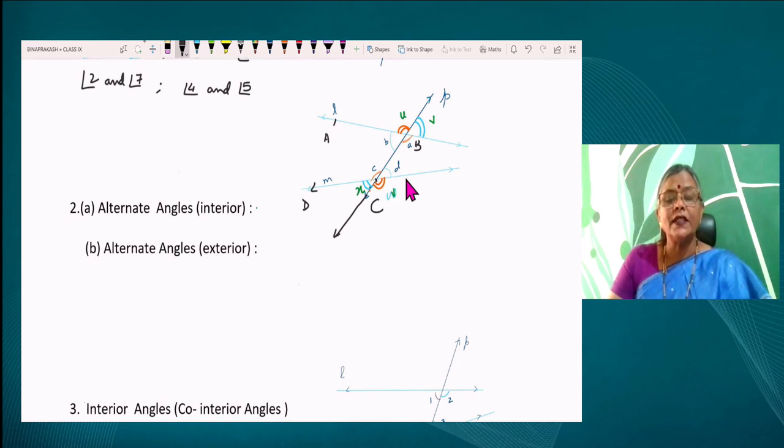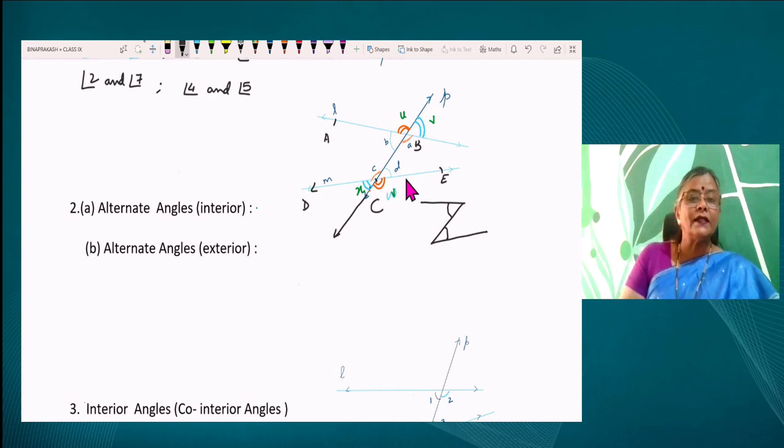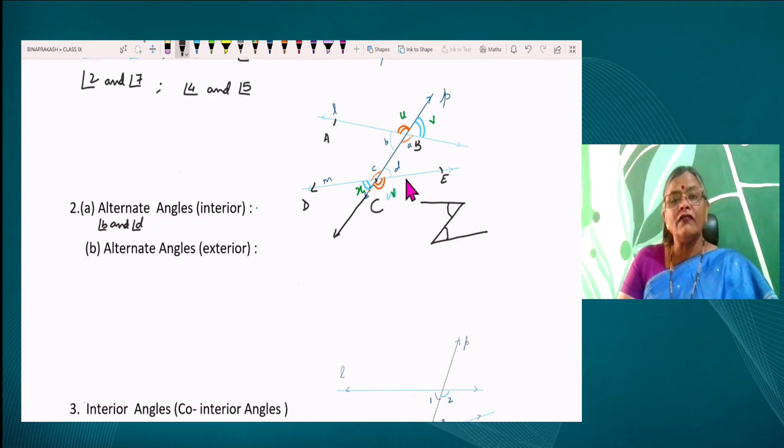So this makes it on the same side, whereas you take a Z pattern. See, this is a Z pattern. Isn't it similar to the letter Z of the English alphabet? Yes, it is. If this Z pattern is taken up, then they represent alternate interior angles, because they are interior. These are interior angles. So this Z pattern: from A to B, B to C, then C to E. This Z pattern gives us two angles. Which set of angles are they? That is angle B and angle D. That's one pair of interior angles.